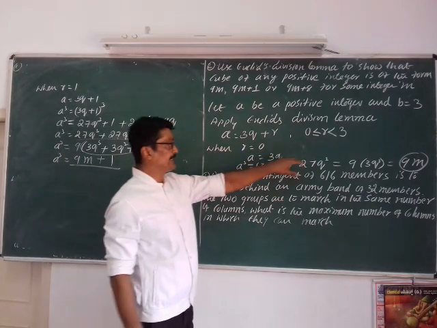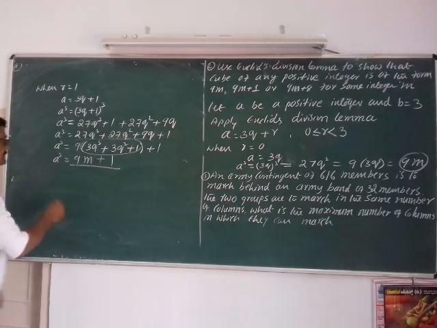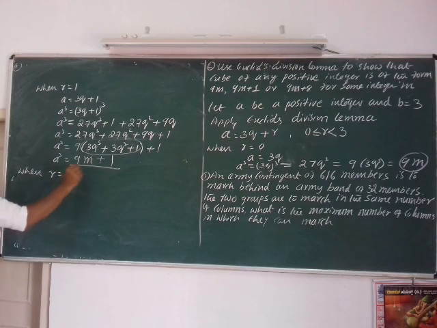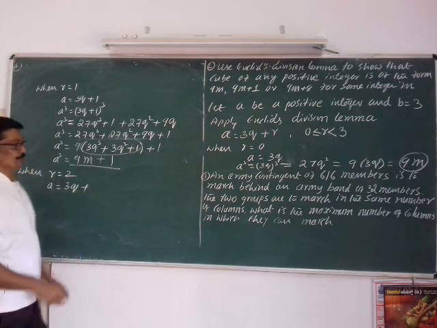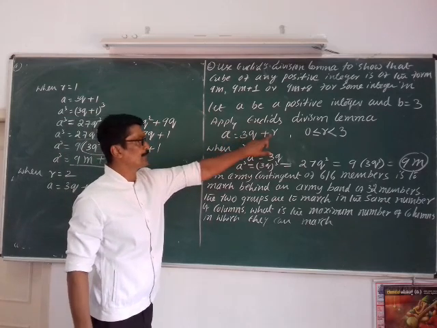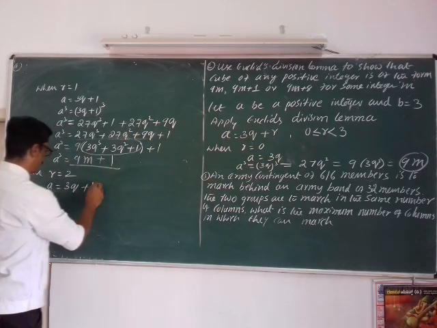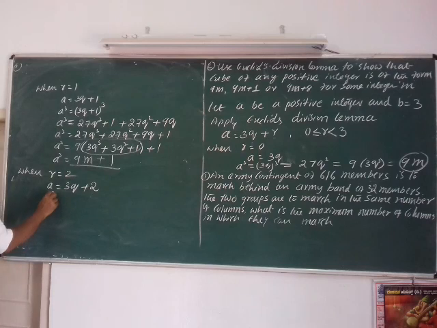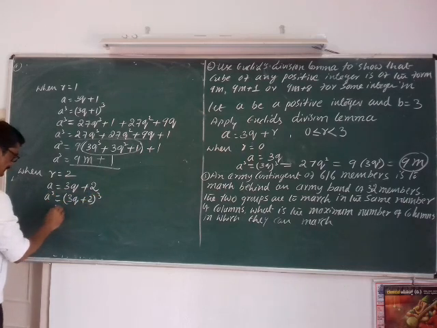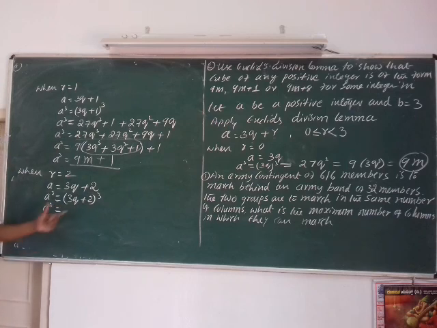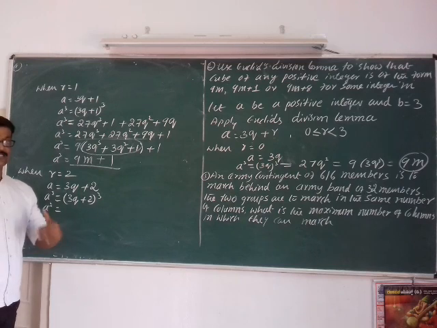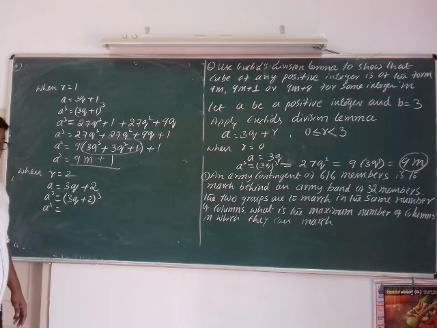One more possibility is there, that is when r is equal to 2. So a is equal to 3q plus 2. In the place of r we have to write 2. And once again you have to cube. 3q plus 2 the whole cube. So expand this: a cube plus b cube plus 3a square b plus 3ab square.